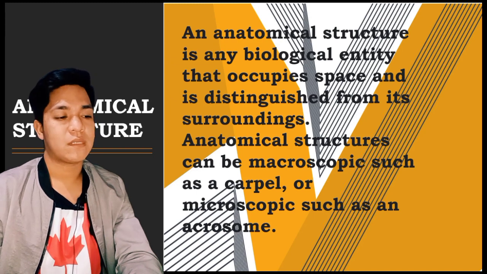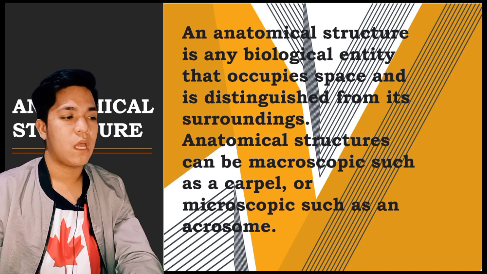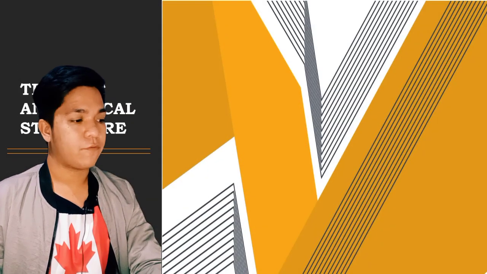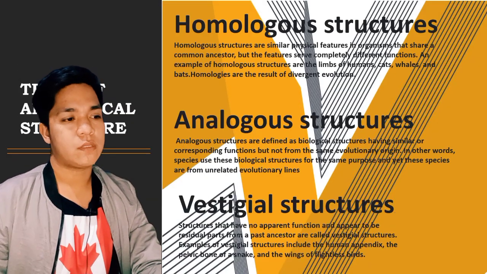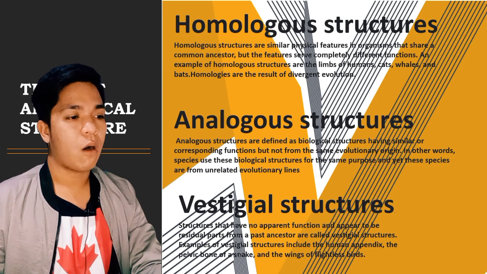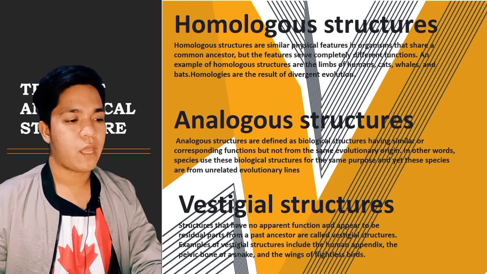Anatomical structures can be macroscopic, such as a corpuscle, or microscopic, such as a corpuscle. We have three types of anatomical structures: homologous structures, analogous structures, and vestigial structures.